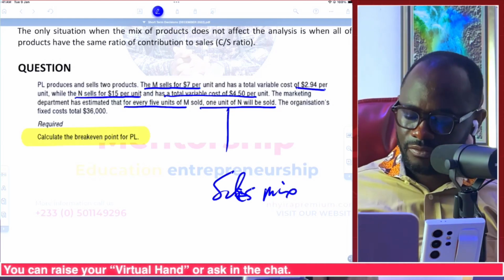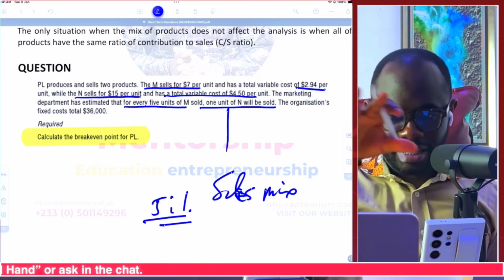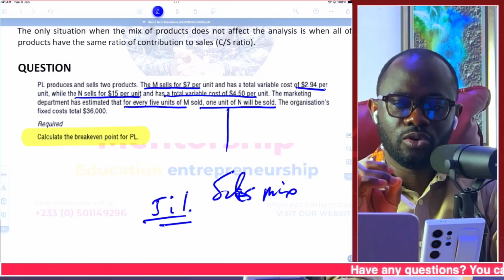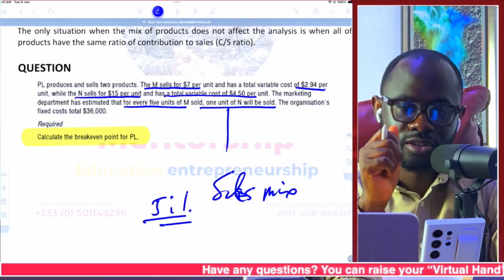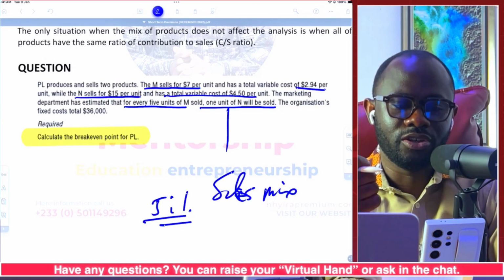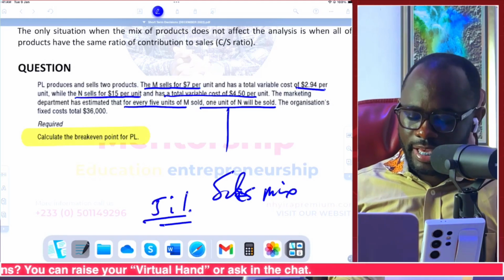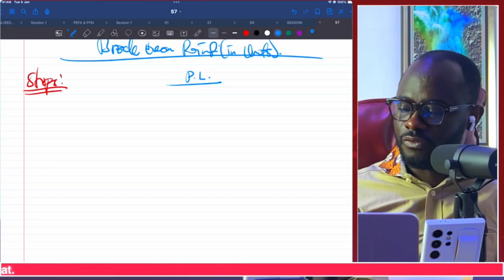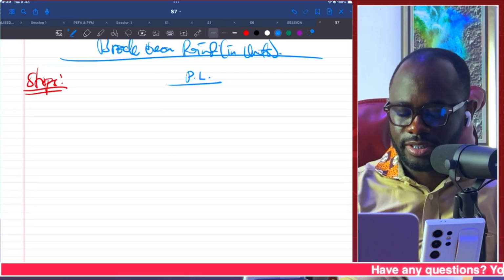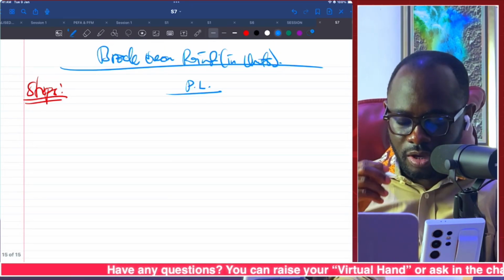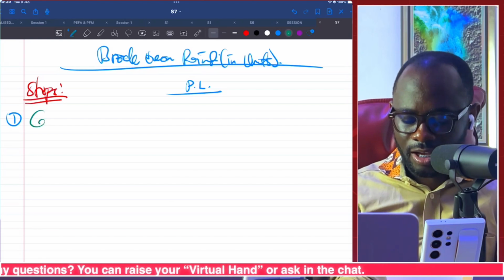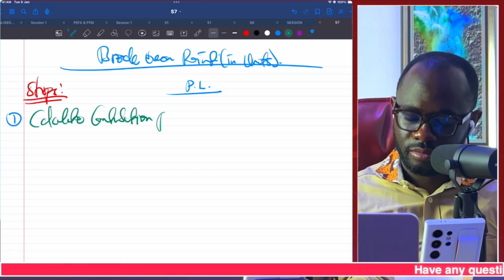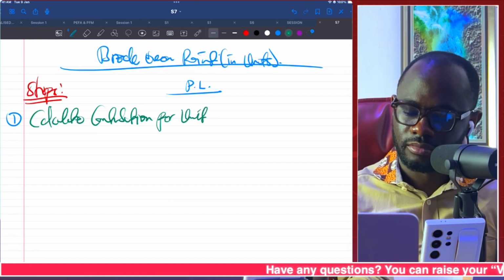So it's 5:1 for PL. The organization's fixed cost total 36,000 units. And so in the multiple product environment like this, what we do is to first calculate the break-even point in units, which is what we are supposed to do. But we go through the following steps. First, let's calculate the contribution per unit.